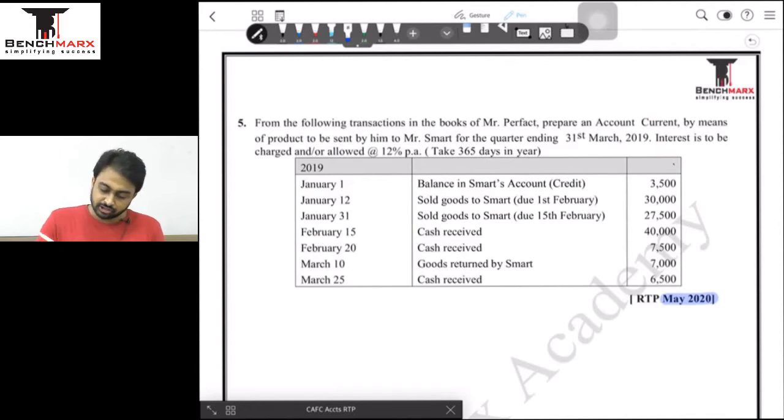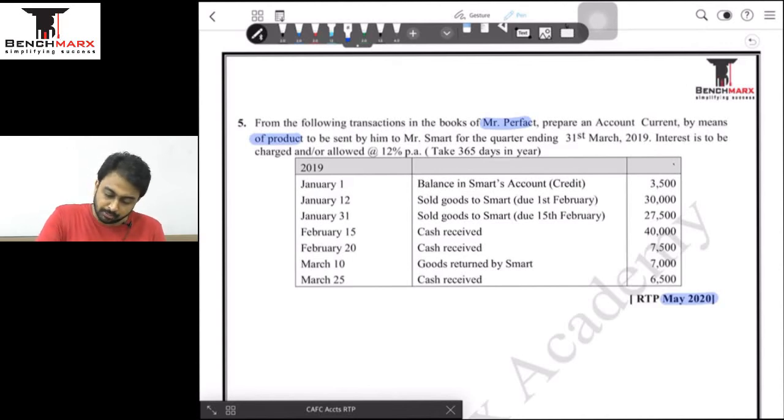On the following particulars in the books of Mr. Perfect, prepare account current by means of product. So now this question has specified it's a product method. That means we will have to follow product method compulsorily. If the question is silent, we have always preferred the product method. But if the question mentions specifically that you have to do interest method, then you have to follow interest method because it has been specified. In this case, we will obviously do the product method.